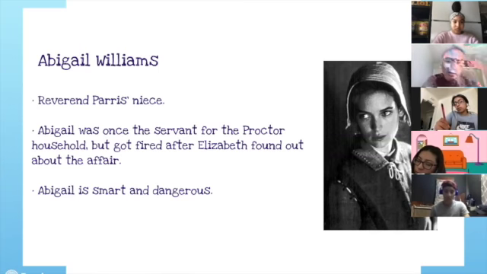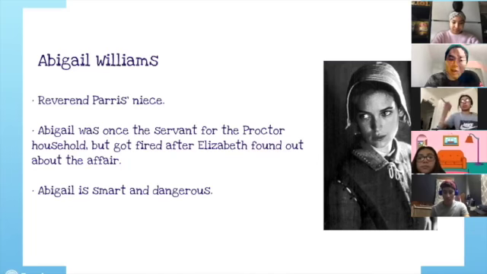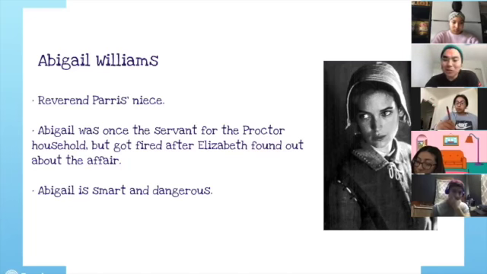Abigail is smart and she's dangerous, and that is an understatement. She's very manipulative, she's witty, she's cunning, and her goal in life is to be with John Proctor. She is love struck. She wants to get the wife out of the picture and be with him. So in the story, that's actually going to be a major conflict. Very interesting character. One of the more interesting characters you read in literature, just because she's so crazy.